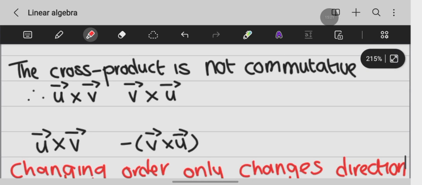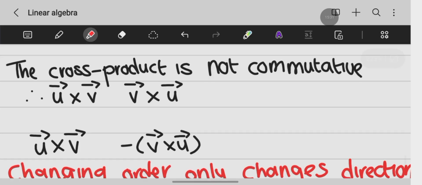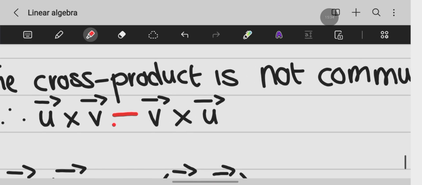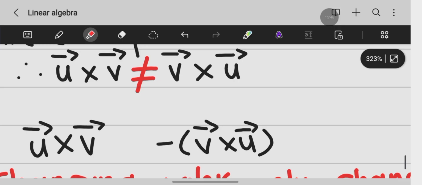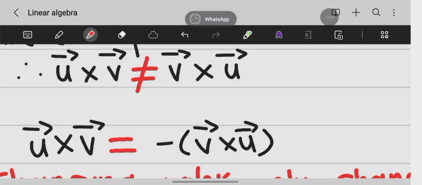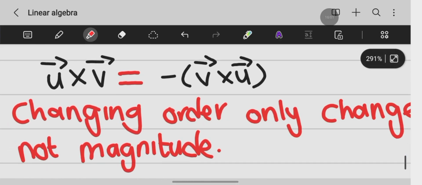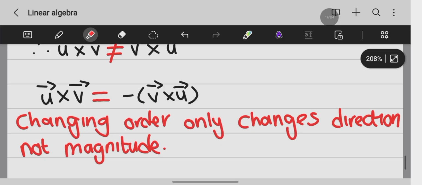Let's talk about reversing the order. The cross product is not commutative, right? Which means that U cross V is not equal to V cross U. In fact, U cross V is equal to negative V cross U. So it's going to point in the opposite direction. This basically means changing the order changes the direction, but not the magnitude.